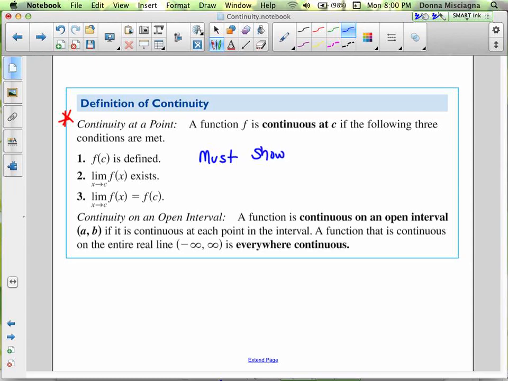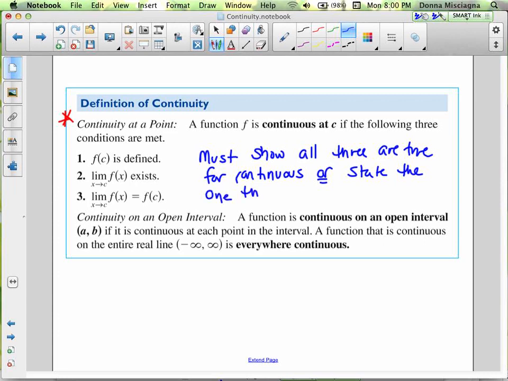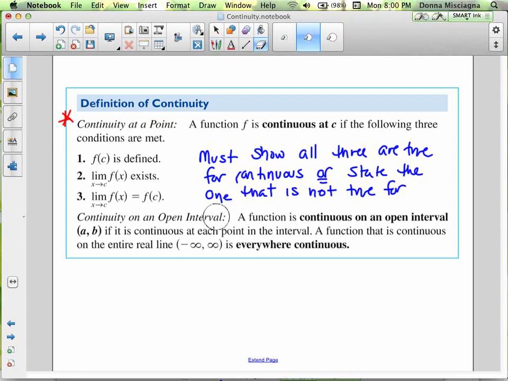Must show all three are true for continuous, or state the one that is not true for discontinuous. This is all of our reasons in a handy dandy little graph. And by the way, this is the whole big idea of this entire lesson. There's more, but this was the big idea.